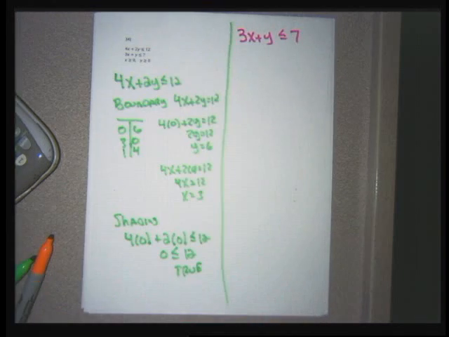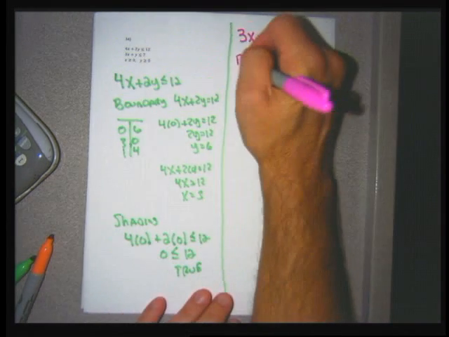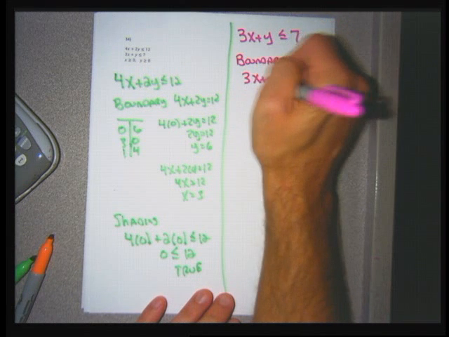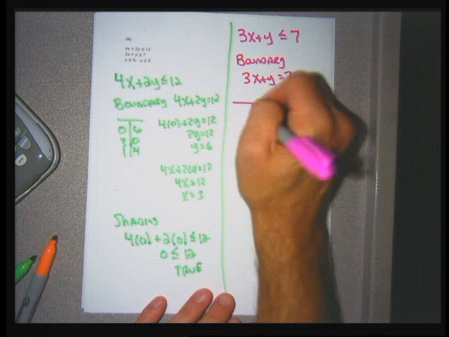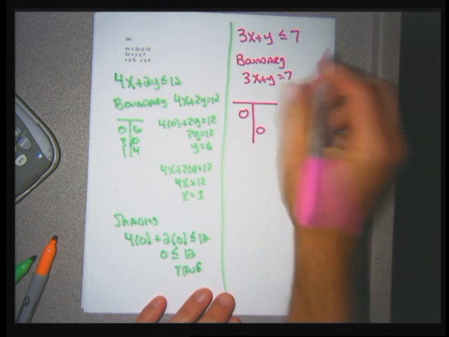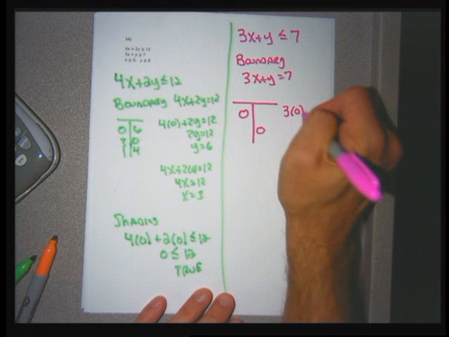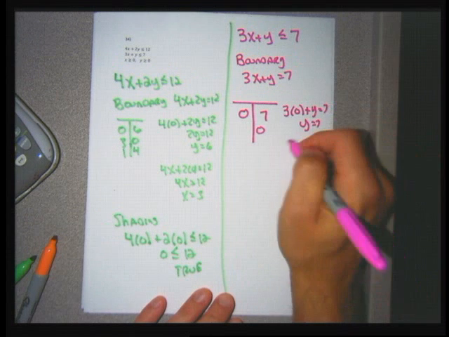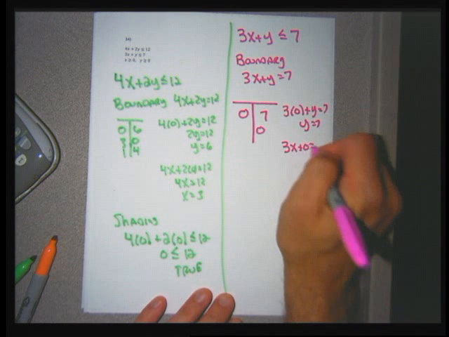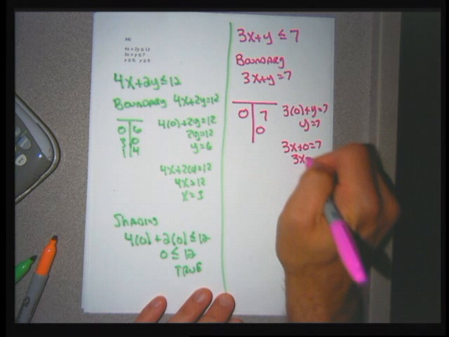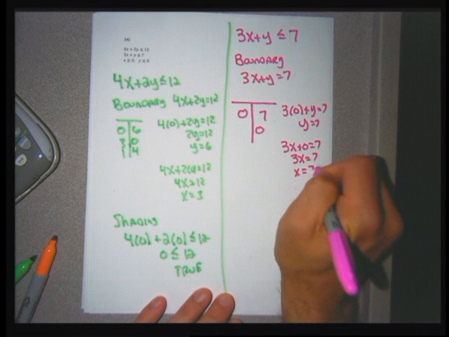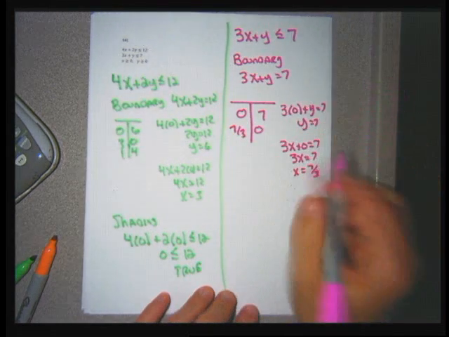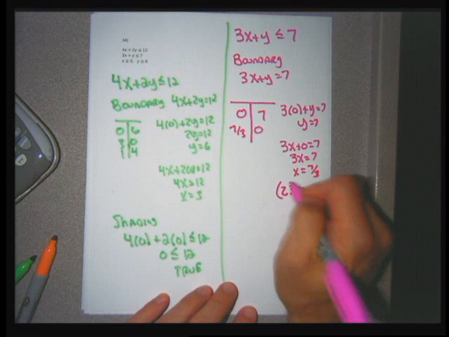Next one has some decimals. I'm going to graph the boundary of 3x plus y equal to 7. Plugging in 0 for x, 3 times 0 plus y equals 7. That gives me y equals 7. And then 3x plus 0 equals 7. That gives me 3x equals 7, so x equals 7/3, and 7/3 is 2.33. So when I go to graph this, it's going to be 2.33.